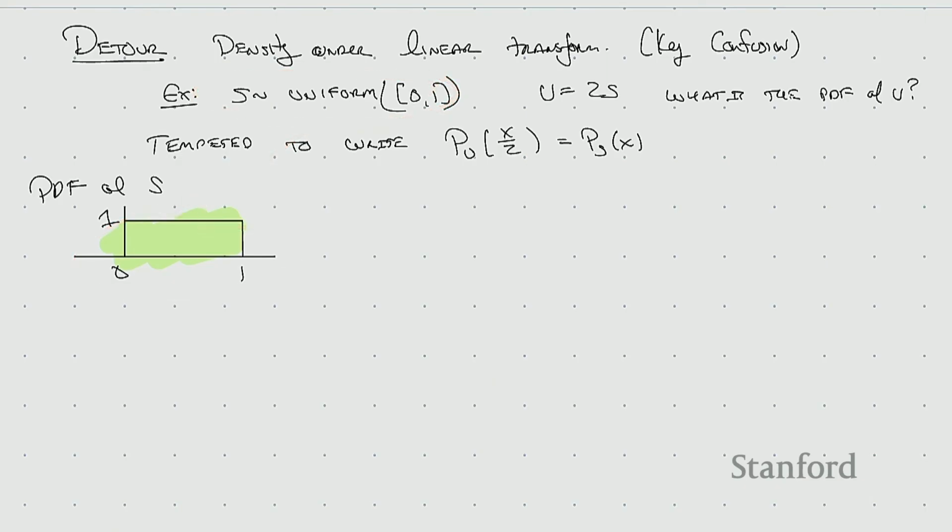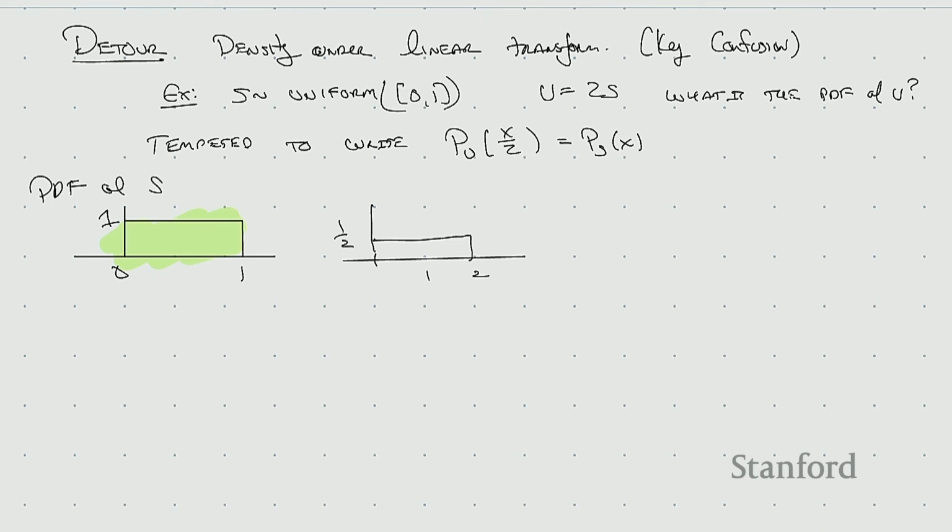Now, for U, what happens? We go from 0, here's 1, to 2. We know we have support from 0 to 2 because it's a uniform distribution, right? You grab a point here, you multiply it by 2, and it's going to sit somewhere in here. But what is its height? It's got to be 1/2.